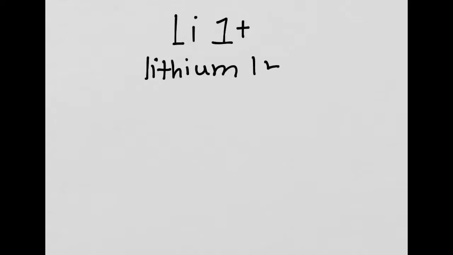When I'm discussing an ion, I have a very specific way of writing it down. I'll have the abbreviation for the ion, or sometimes I'll write out the entire name, but more often than not, I'm just going to say Li1+. And what that means is that I have a +1 charge.